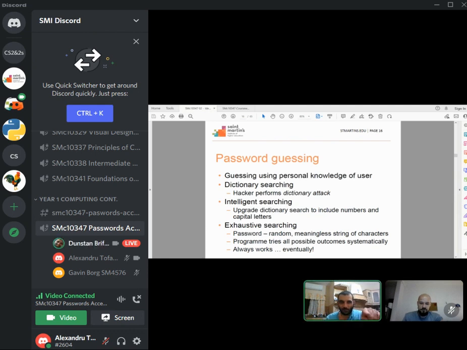The last form is the exhaustive search, which is the brute force. In the brute force, as we've said, we're going through all the possible password combinations, one after the other, until we reach the one we want. It will always work. The problem is time. And this is also why in the beginning, I told you that security is a bit of a myth. It doesn't really exist. Nothing is perfectly secure. We cannot have something which is perfectly secure.